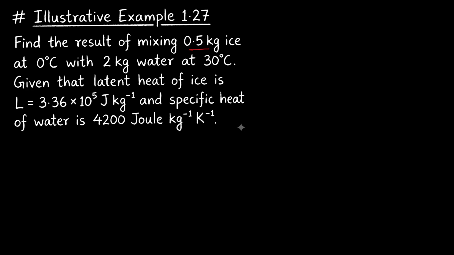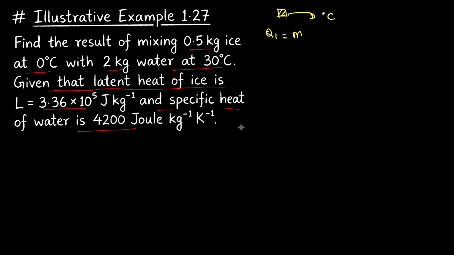Mixing 0.5 kg ice at 0 degrees Celsius with 2 kg water at 30 degrees Celsius. Given the latent heat of ice and the specific heat of water. Now what happened? How much heat do we get when we are bringing 2 kg water to 0 degrees Celsius? So this is 2 kg water and we are bringing it to 0 degrees Celsius. Means how much heat is released?